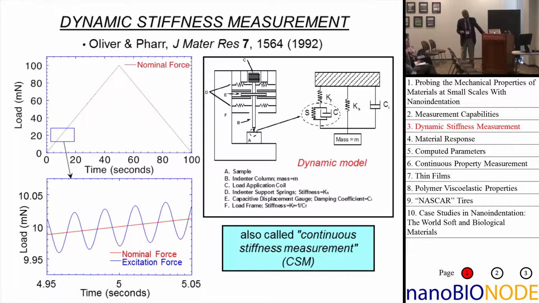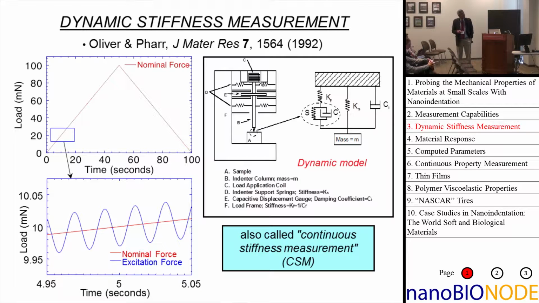So this is a technique that Warren Oliver and I proposed back. It was actually in the appendix of that 1992 paper. So if you want to find this, a lot of people don't realize we did this back in 1992. It's in the appendix. So that's a long paper. You've got to go to the very end to find this. And so this was proposing what I like to call dynamic stiffness measurement as a technique that can be accomplished with nanoindenters.